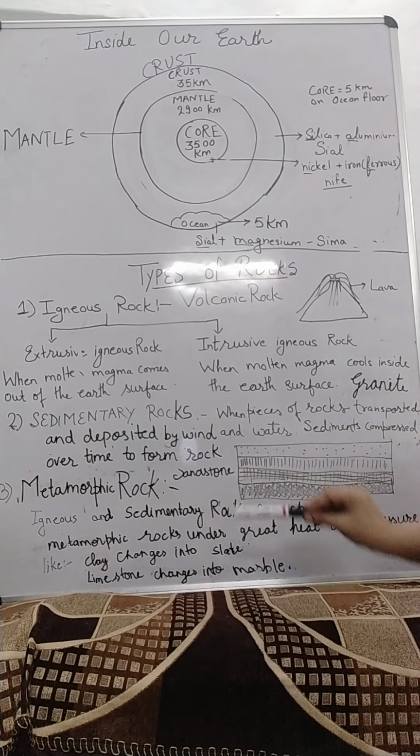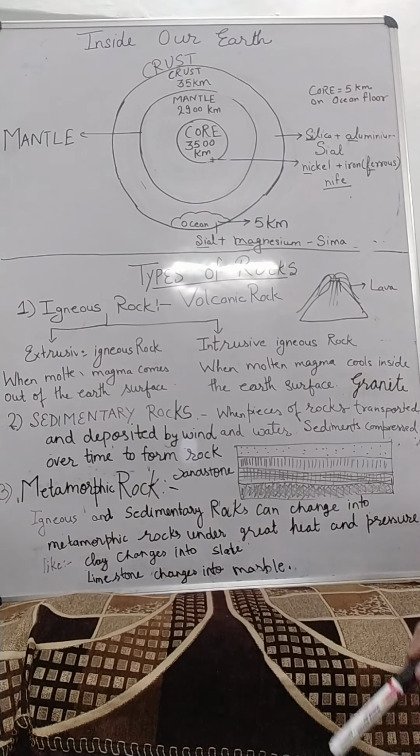Sedimentary rocks. What do you mean by sedimentary rocks? Sediments means pieces of rocks. When pieces of rocks are transported by wind or water and deposited in some place, the sediments keep on collecting at one place, and they form a rock called sedimentary rock. You can see layers in this. Over time they get compressed, hardened, and form sedimentary rock. Sandstone is an example of sedimentary rock.